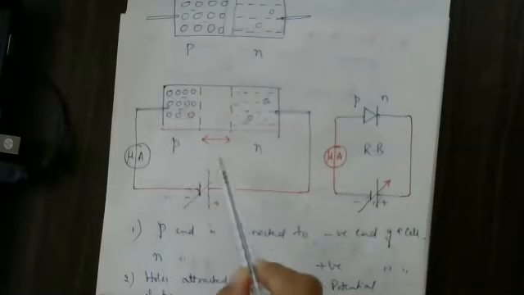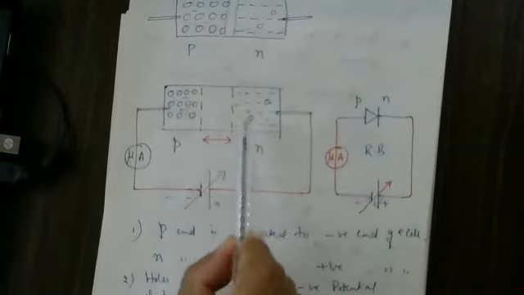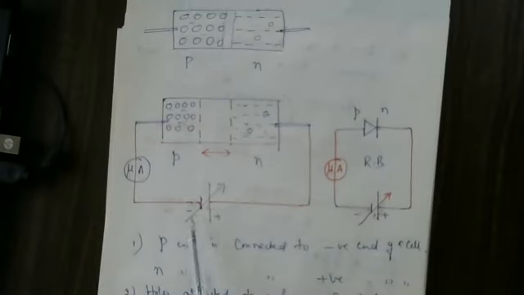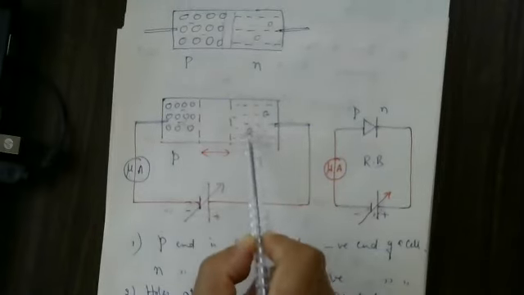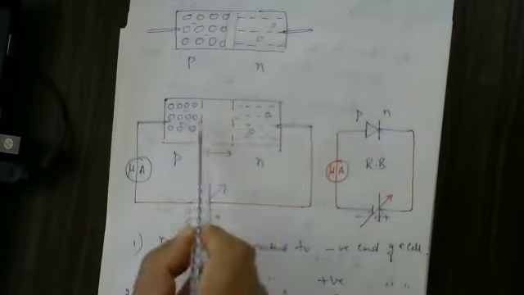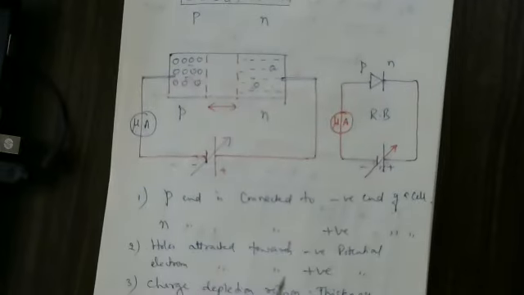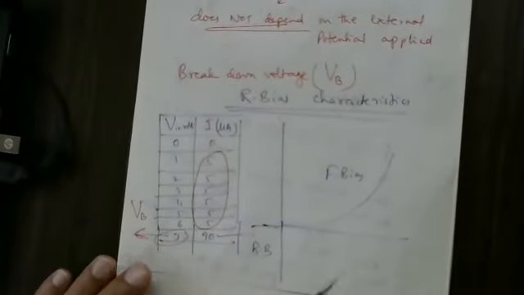As the voltage increases here, the number of minority charge carriers remains the same. At a particular larger voltage, the covalent bonds break up, the number of minority charge carriers increases, and hence the current suddenly increases here. That voltage at which the current suddenly increases is called the breakdown voltage. That breakdown voltage I have shown.